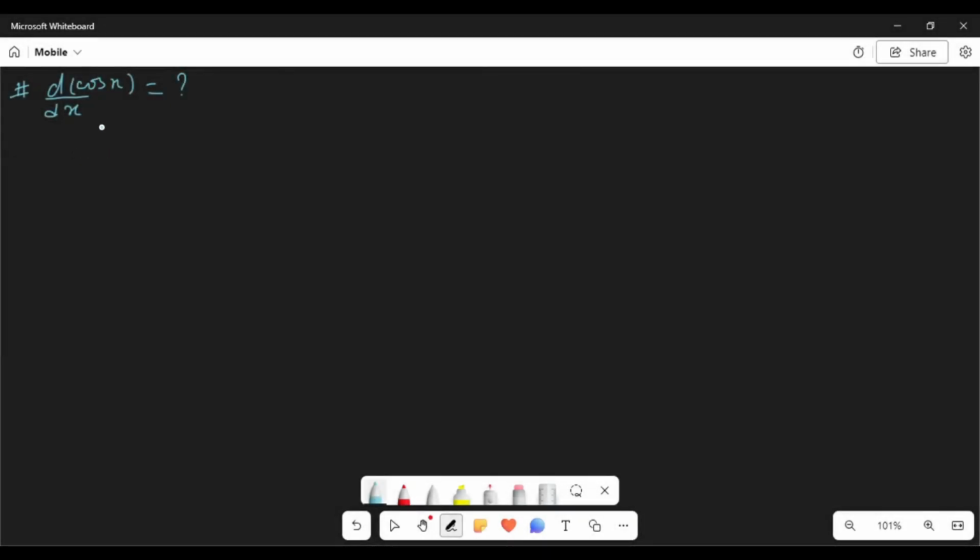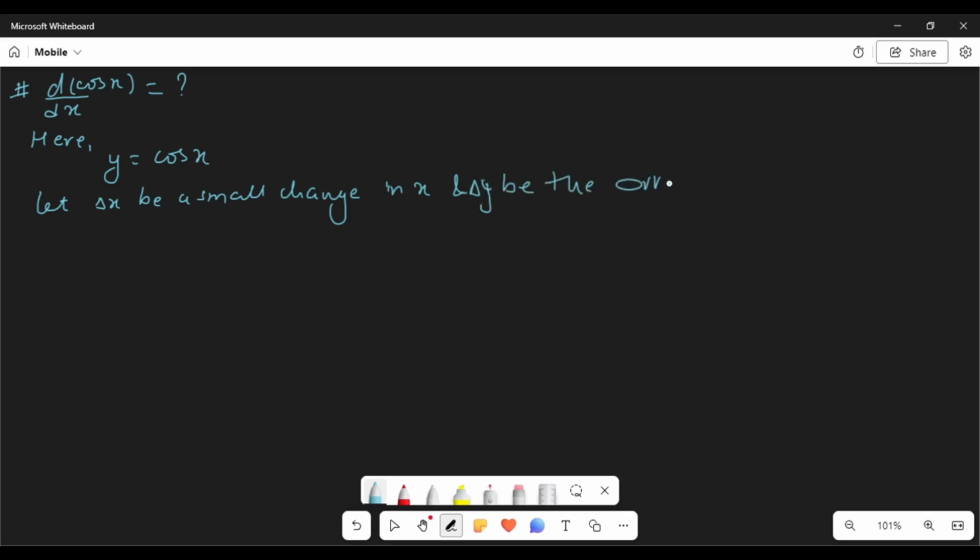Now we are going to find derivative of cos x. So again, we'll use first principle. We'll let y equals cos x and say then del x be small change in x and del y be the corresponding change in y.